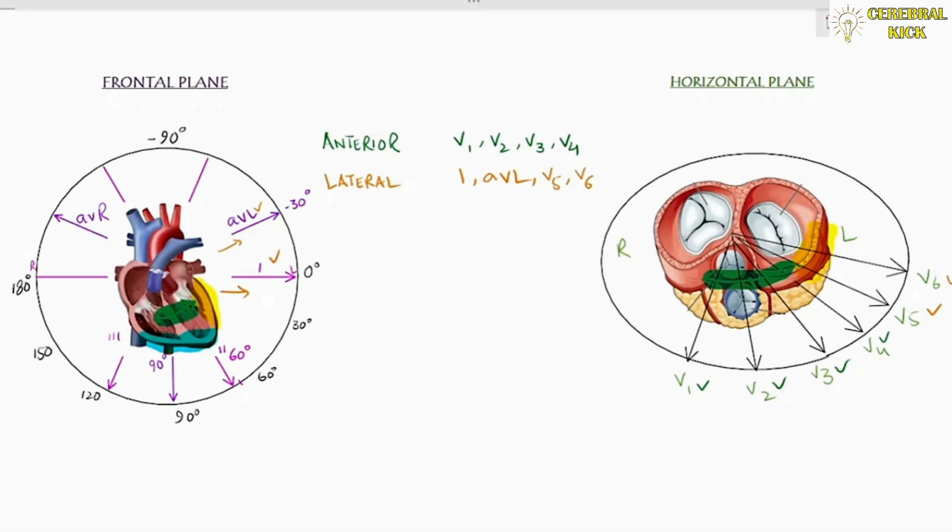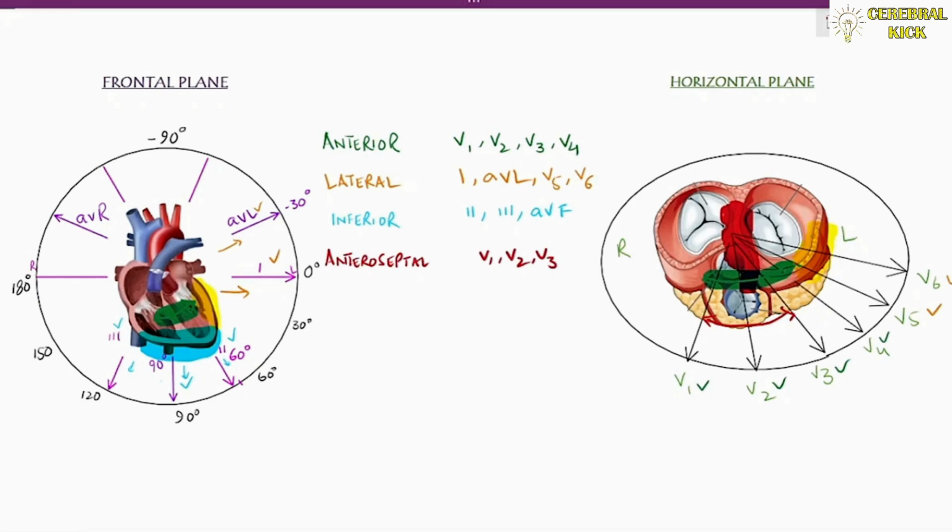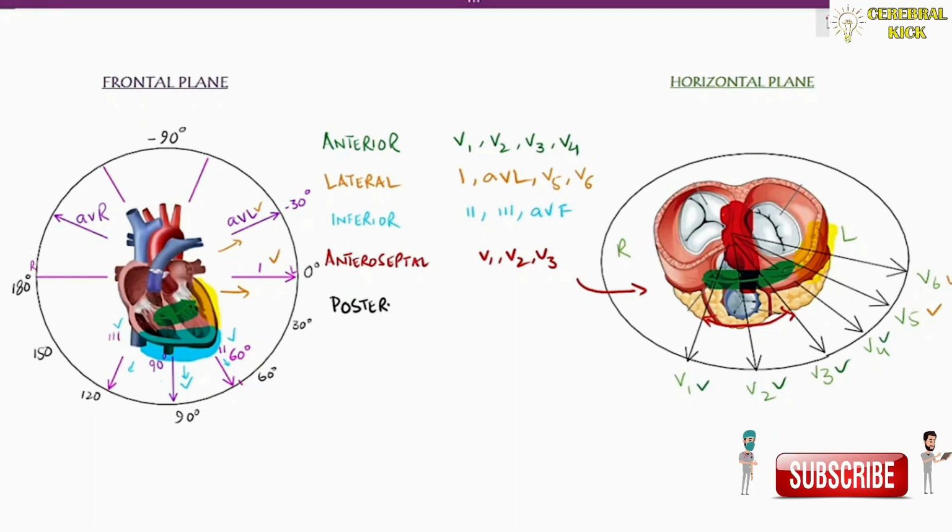The leads that cover the inferior wall of the heart, which I am highlighting in blue, are the downgoing leads, namely 2, 3 and AVF. The anteroseptal area, which the frontal plane is unable to cover, is covered through the chest leads, namely V1, V2, V3, marked in red. We have seen that there are no leads attached on the posterior side.